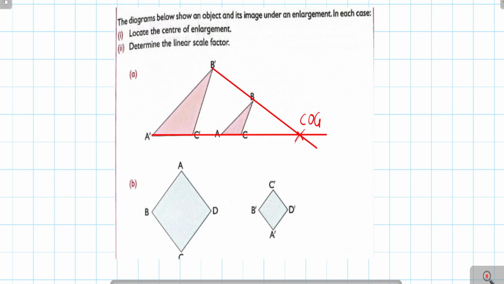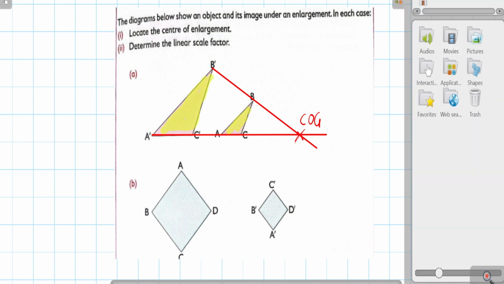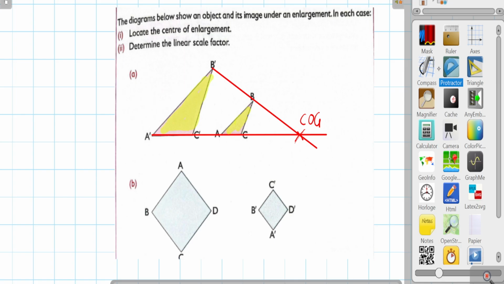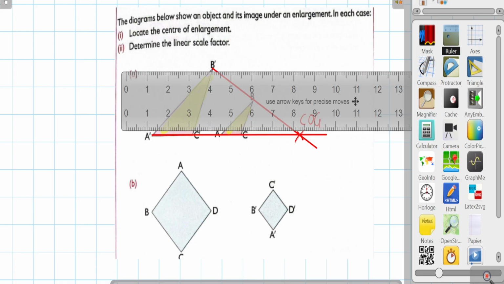Sawa. So what happened, hii kitu object ambayo ni hii hapa imekuwa enlarged to this. So linear scale factor yako itakuwa greater than 1. Now the question is, how do you know the linear scale factor? So we find the distance from the center of enlargement to the object and the center of enlargement to the image. That's why I need a ruler. So a ruler is needed.